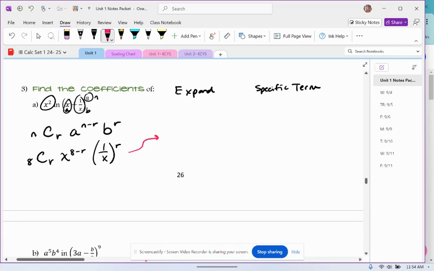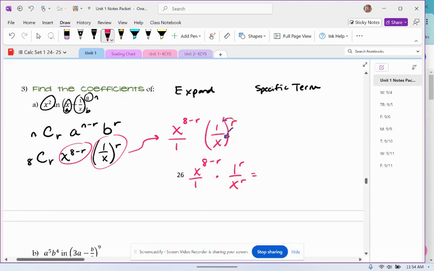Let's think about all the ways that this piece and this piece contribute to an ultimate power of x to the second. I have x to the 8 minus r, and then I have 1 over x all to the r. If I wanted to compare equivalent quantities here, I would put this over a 1, and I would know that in a fraction I distribute the r power to both the numerator and the denominator. So I would end up with x to the 8 minus r over 1 times 1 to the r over x to the r.